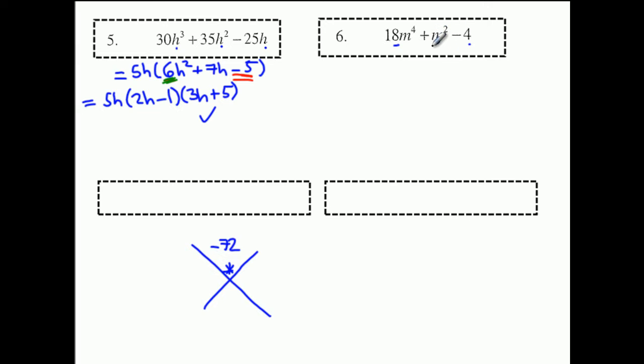And then again, I take this number, so it's a positive 1, and I write it in the bottom of the X. So I look for two numbers that will multiply to give negative 72 and add to give 1. I can start by listing factors of 72. Factors of 72, 1 and 72. 72 divided by 2 gives 36. 72 divided by 3 gives 24. 72 divided by 4 gives 18.